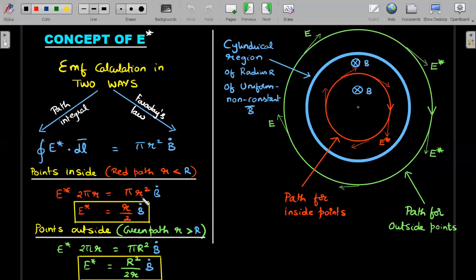Okay, so for that, the left hand side will become E star into 2 pi r, whereas the right hand side will become pi r square into b dot. Therefore E star inside comes out to be r by 2 b dot. And all these field lines would be tangential to that path.